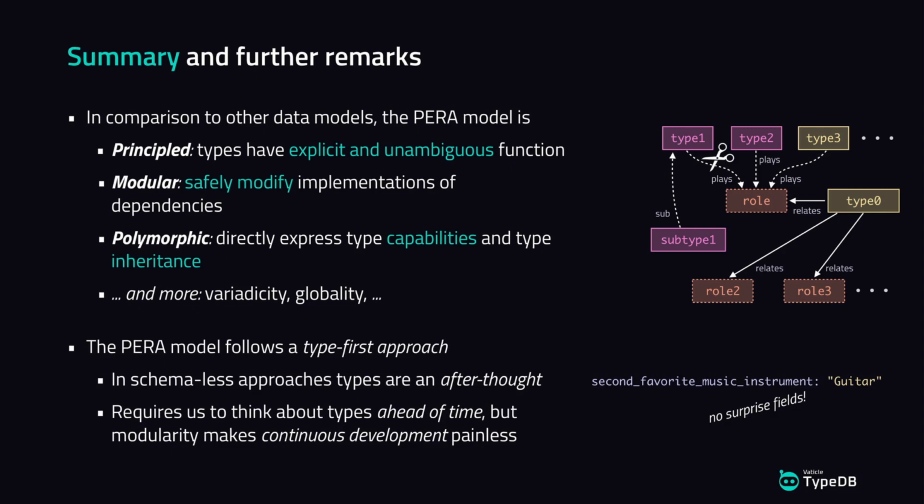A final point I want to make here in this comparison is it's definitely worth highlighting the Pira model compared to these other approaches as a types-first approach. In fact, in the more schemaless approaches, we kind of extracted types as an afterthought. So types don't really feature as first-class citizens. There's no a priori type system that is being used. Instead, in the Pira model, we need to think about types ahead of time, which you could think is pretty painful, but actually a lot of the pain is taken away by this more modular approach of the model.